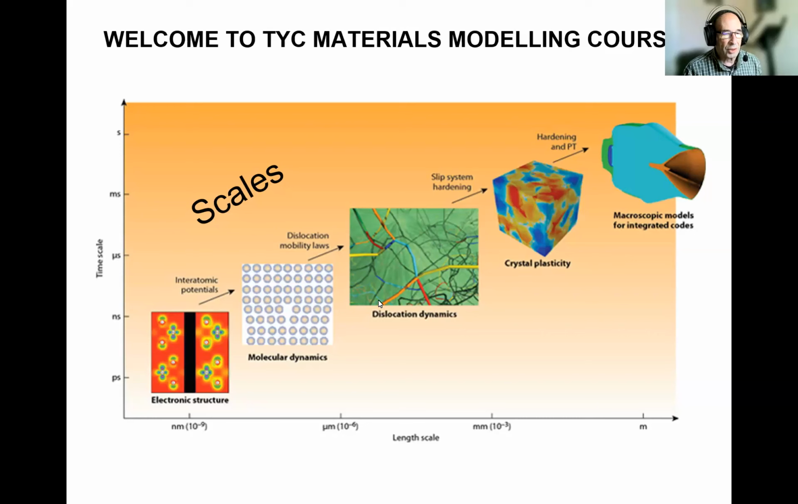She will be the first point of contact for you. I hope to see all of you at the welcome event on Thursday next week, where you will be introduced to TYC. The materials modeling course is only one thing which TYC is doing. There will be a lot of seminars, workshops, conferences, and other things which you can attend, apart from talking to each other and discussing things.